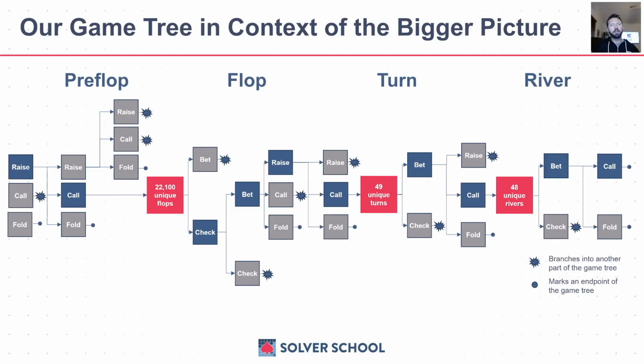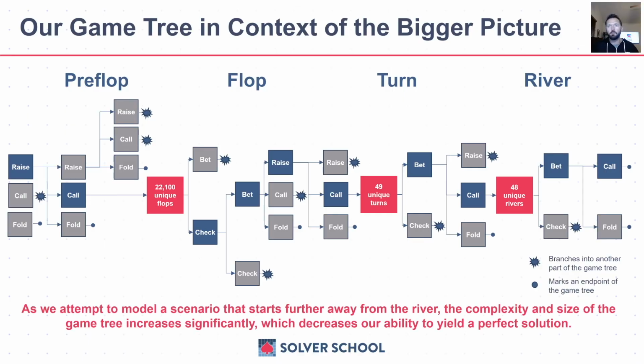I hope that puts into perspective how big a game tree can be, because I've noted a lot of these different branches throughout the game tree where I can't really visualize all of this. If I tried to visualize every single node of the game tree, I would never be able to fit this on one slide. It would take many, many different slides, and it would be really difficult to capture. And that's to show the sheer complexity and size of the overall game tree. So as we attempt to model any scenario that starts further and further away from the river, that complexity and size of the game tree increases so much that it decreases our ability to yield a perfect solution.